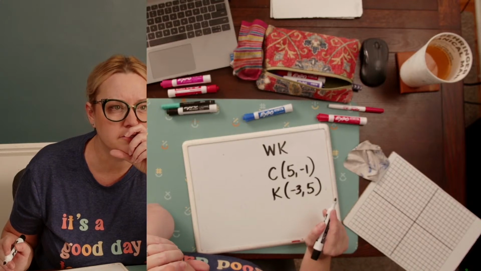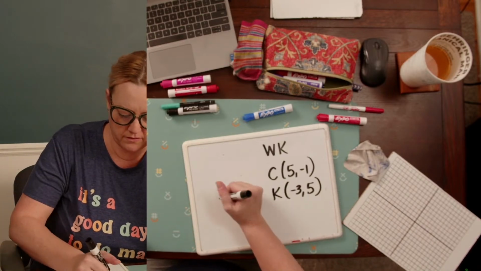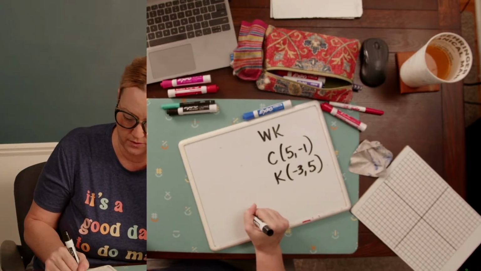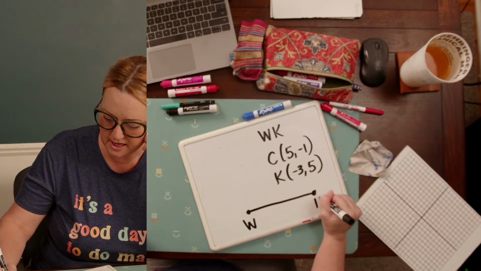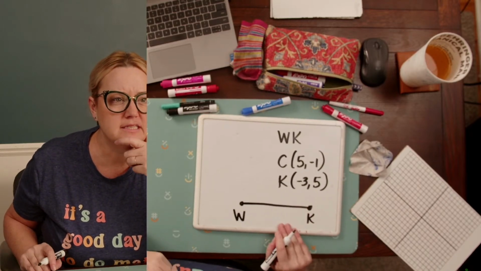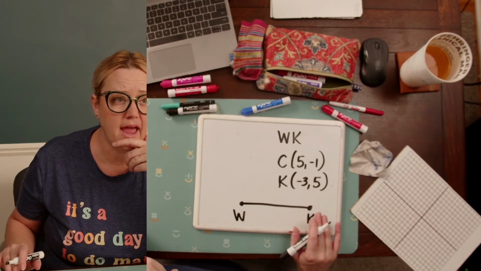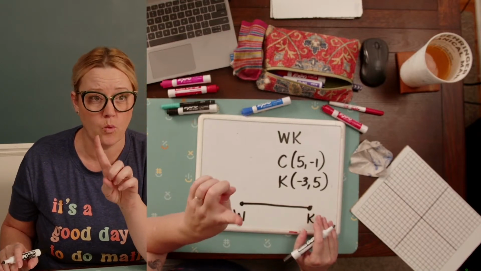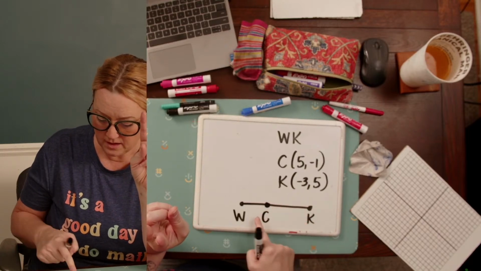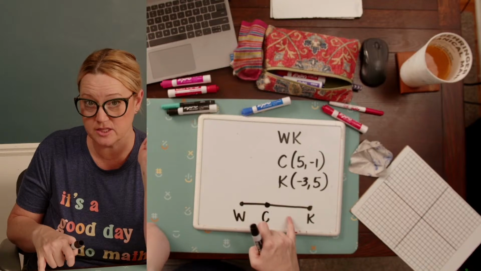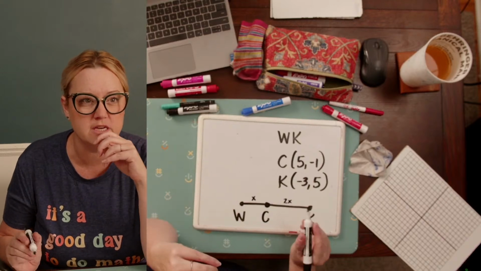Okay. So before we put it onto the coordinates, let's just make sure that we understand what we're doing. So we've got this line of WK, and we're going to do it in a similar way like we just did. Point C creates the ratio between WC to CK of 1 to 2. So WC is the 1 part, CK is the 2 part. So it would be like this is X and this is 2X, just like what we just talked about with the ratios.